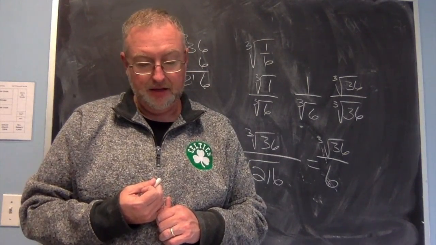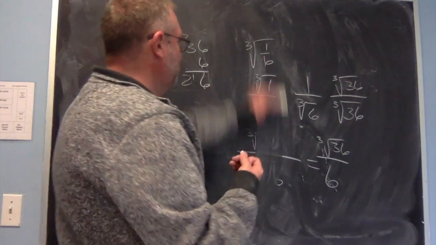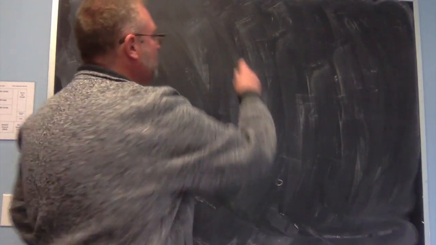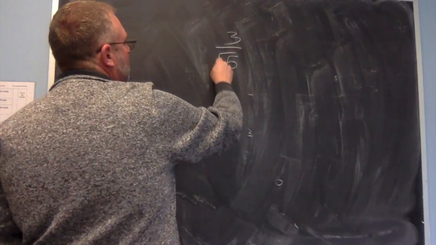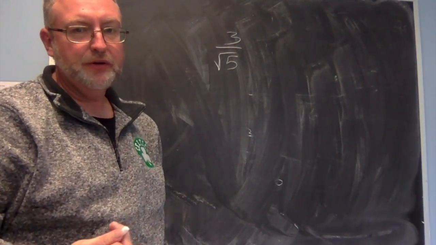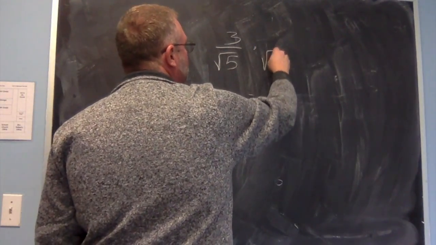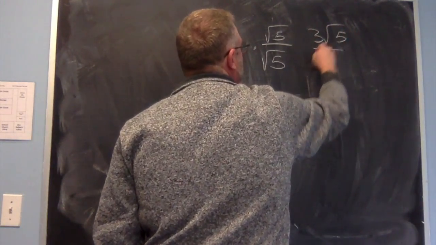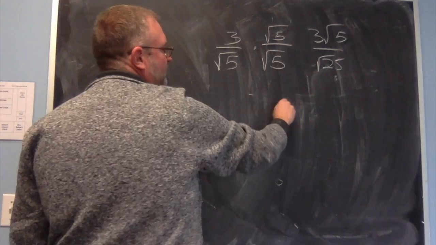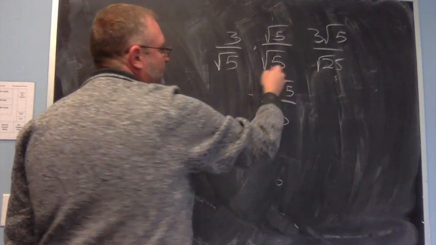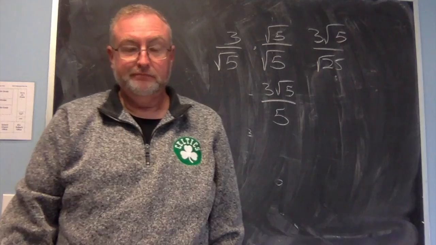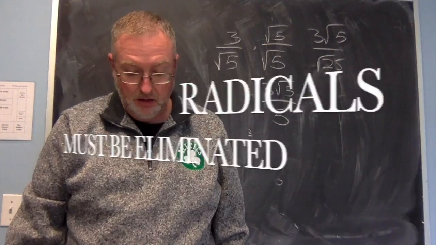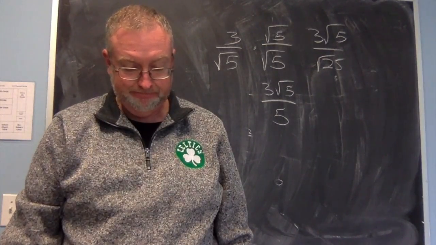All right. Number 10, it says 3 over the square root of 5. In this case, I just need to get rid of that square root of 5. So I'm going to multiply it times the square root of 5. What I did there, I got to go to the top. So now I have 3 square root of 5 over the square root of 25. The square root of 25 is 5. So I have 3 square root of 5 over 5. You're just eliminating that denominator.